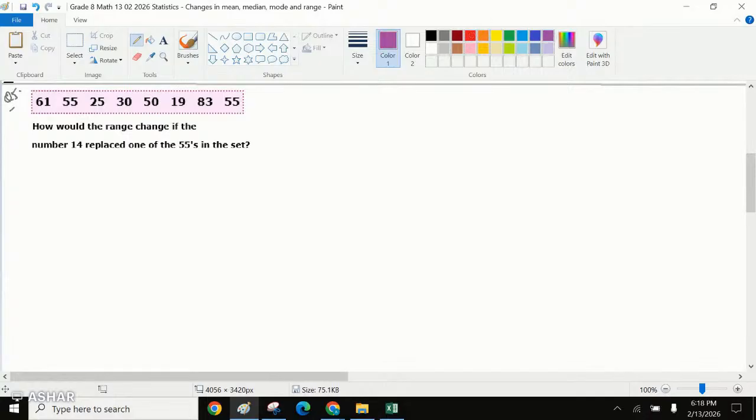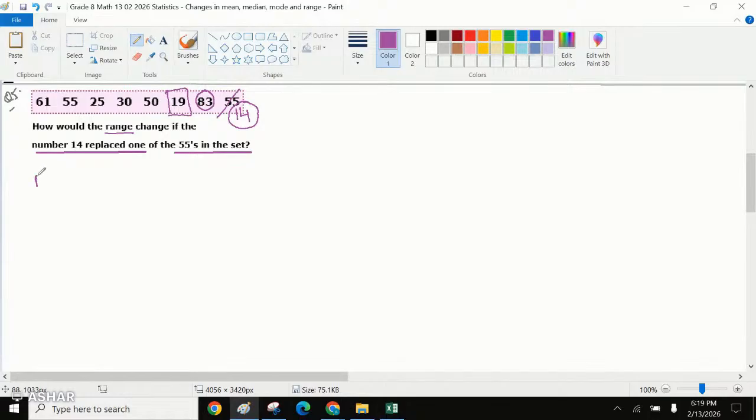Okay, range. We know the range is maximum minus the minimum. What is the maximum number? Right now the maximum number is 83. Agreed? And what was the minimum number? It was 19. But since we are replacing, 55 is replaced by the smallest number. Now 14 is the smallest number, not 19 anymore.